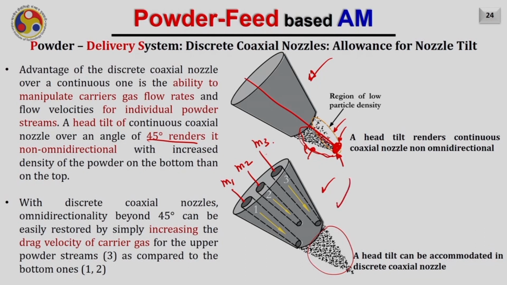But this is not the case if I am using a discrete nozzle. If I tilt the head with a discrete coaxial nozzle, the omnidirectionality beyond 45 degrees can be easily restored by simply increasing the carrier gas velocity for the upper stream. For example, here in this case, the upper stream is number 3. So I can increase the flow rate of the powder in this nozzle, and of course I can compensate, having more powder flow rate on the top side and less powder flow rate on the bottom side. As a result, the concentration of the powder available around the laser spot will be uniform.